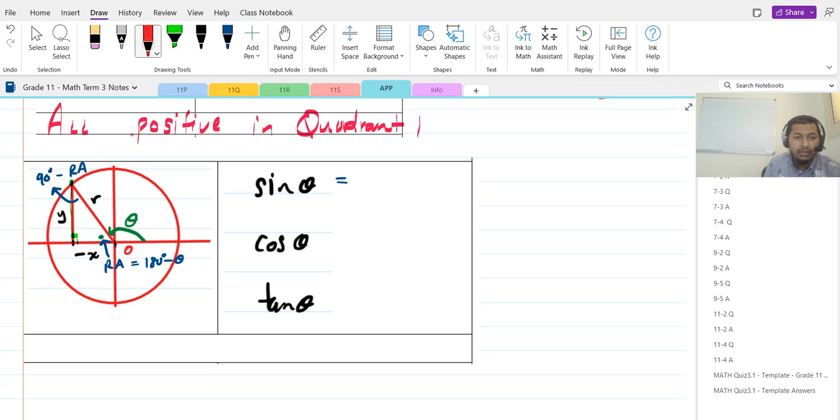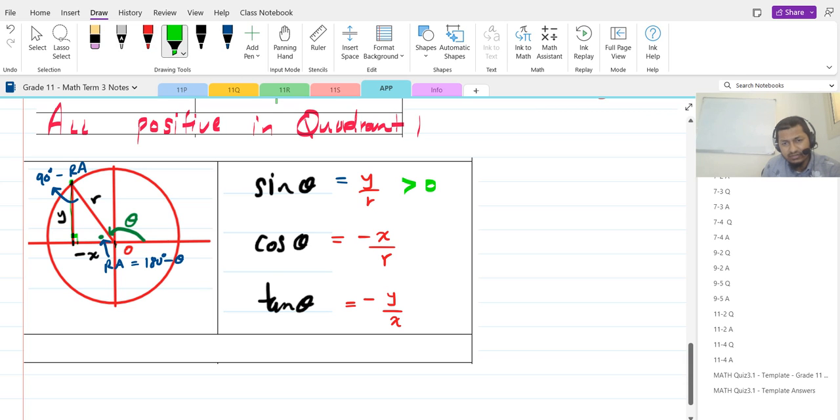On the number line, you have the positive side on the right and the negative side on the left. So what is sine theta? SOHCAHTOA again, opposite over hypotenuse, that's y over r. Cos theta is negative x over r, and tan theta is y over negative x, so negative y over x. Remember, take the negative from the bottom and put it next to the division line. As we see in the second quadrant, sine is positive, cos is negative, and tan is negative.